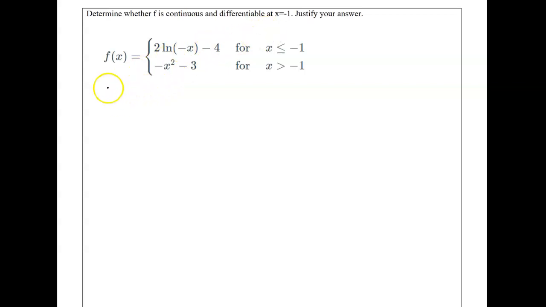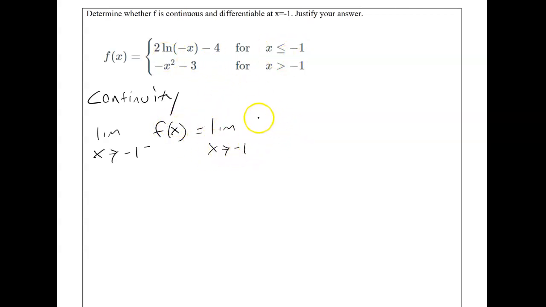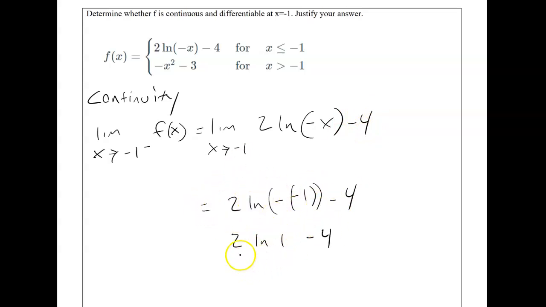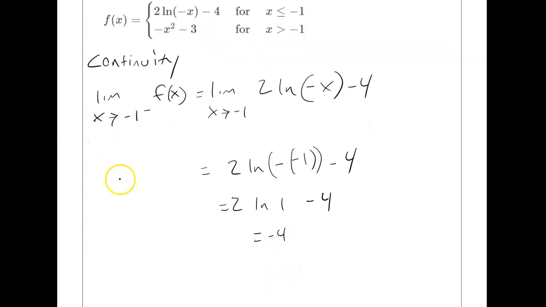So I'm going to do exactly what we talked about on the previous page. For continuity, I'm going to take my left limit, the limit as x approaches -1 from the left of f of x. That's going to be my top piece, my less than -1 piece, which is 2 times the natural log of -x, minus 4. To solve this limit, I just plug in. Natural log of 1 is 0, because anything to the 0 power is 1. So I get -4. So there's my left limit.